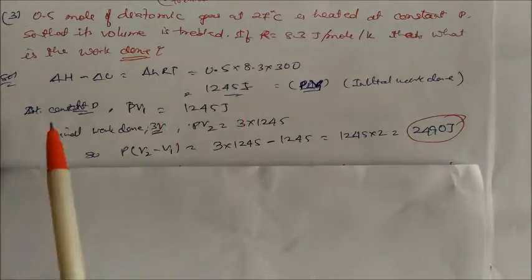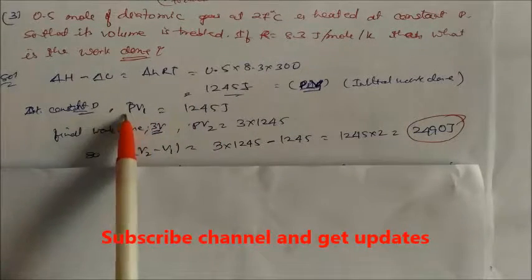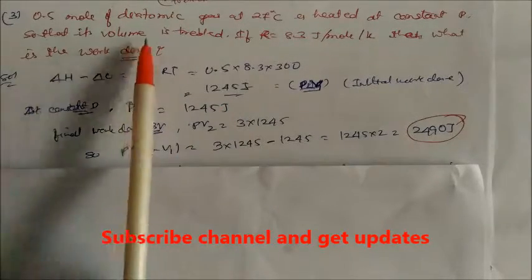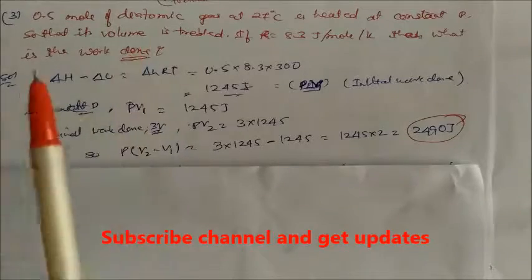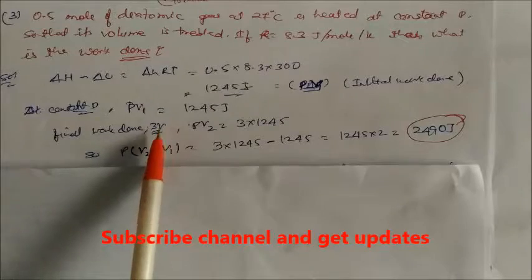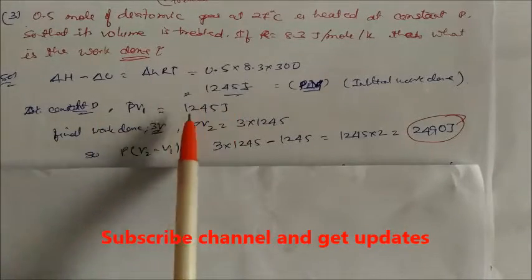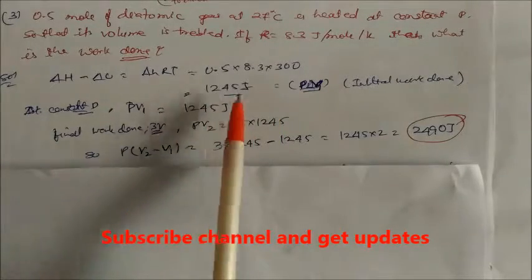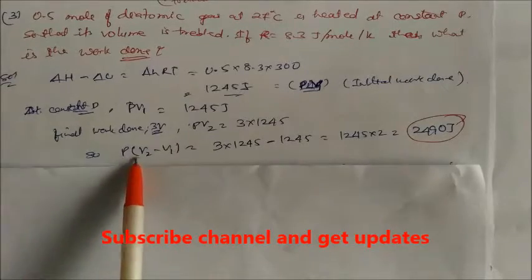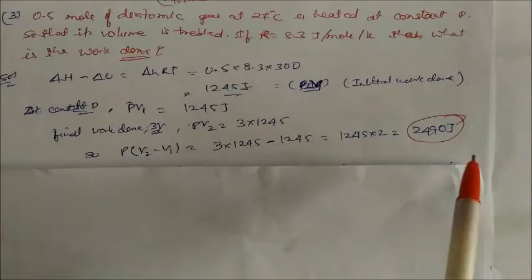Okay, so at the condition of constant pressure, PV1, when the volume is V1 and P is the constant pressure, we are getting this much joule. And the final work done, when the volume becomes three times, means the volume becomes 3 times V, that is PV2 at constant pressure. So the energy will be again 3 times this 1245. So we can write work done will be P into V2 minus V1. So this minus this, we will get the answer 2490 joule.